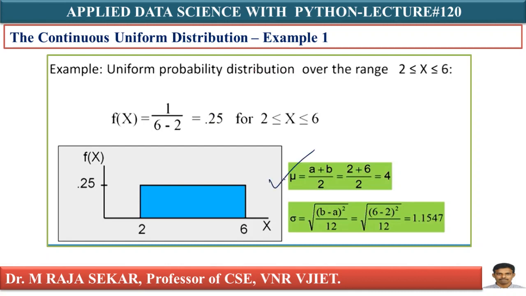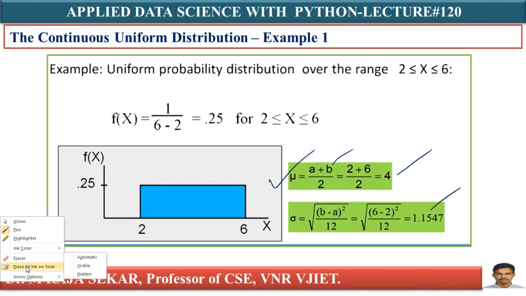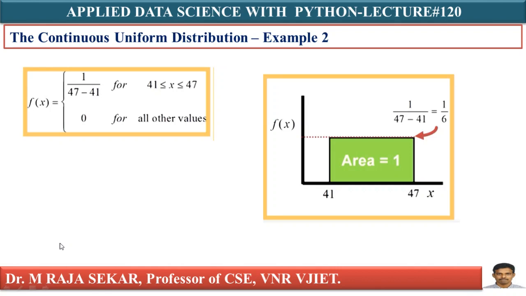As we discussed, the mean of uniform distribution is a plus b by 2, that is 2 plus 6 by 2, and the standard deviation is the square root of b minus a whole square by 12, that is 1.1547. Now we will try to understand one more simple problem on uniform distribution.